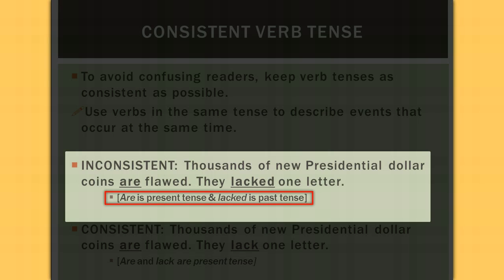Here we have an example of inconsistent verb tense. Thousands of new presidential dollar coins are flawed. They lacked one letter. Notice how are is present tense and lacked is past tense. Switching verb tense will confuse readers.